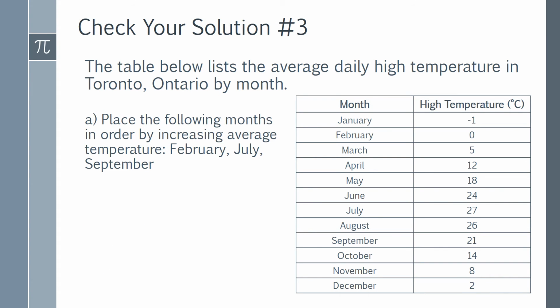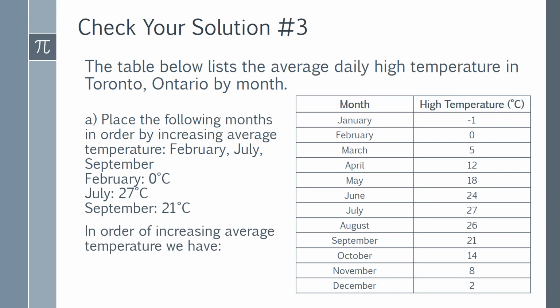Let's start with part A. We should start by writing down the average daily temperature for each of the months. In February, the average temperature is 0 degrees Celsius. In July, the average temperature is 27 degrees Celsius. And in September, the average temperature is 21 degrees Celsius. Now we need to put these in order by increasing average daily temperature. Increasing means we should start with the lowest number and work our way up to the highest number. So the order is February, September, and then July.